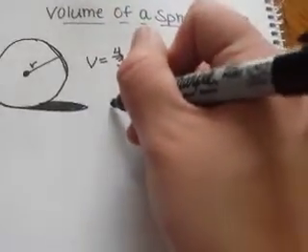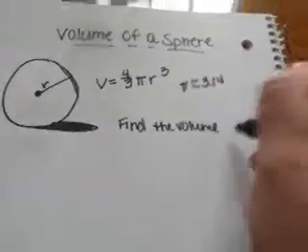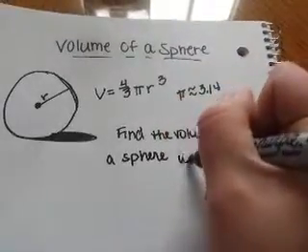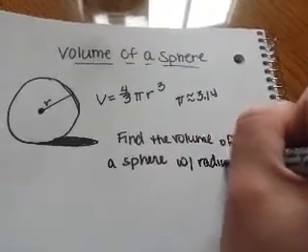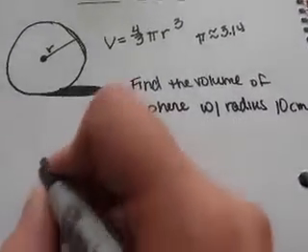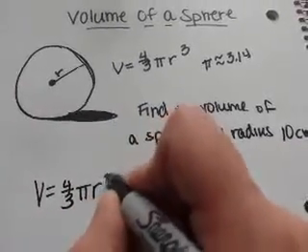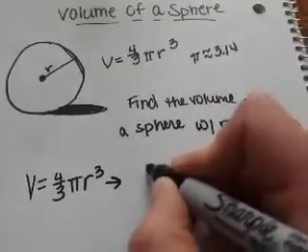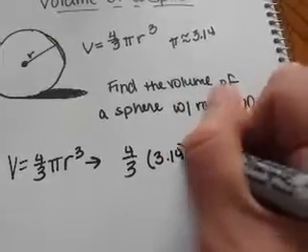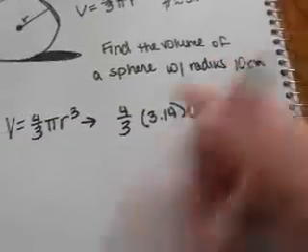So let's find the volume of a sphere with a radius of 10 centimeters. Okay, we will use the formula V equals 4/3 pi r cubed. And we'll plug in what we know. 4/3 is a constant. We know that pi is equivalent to 3.14 approximately, and our radius in this case is 10, which we will cube.